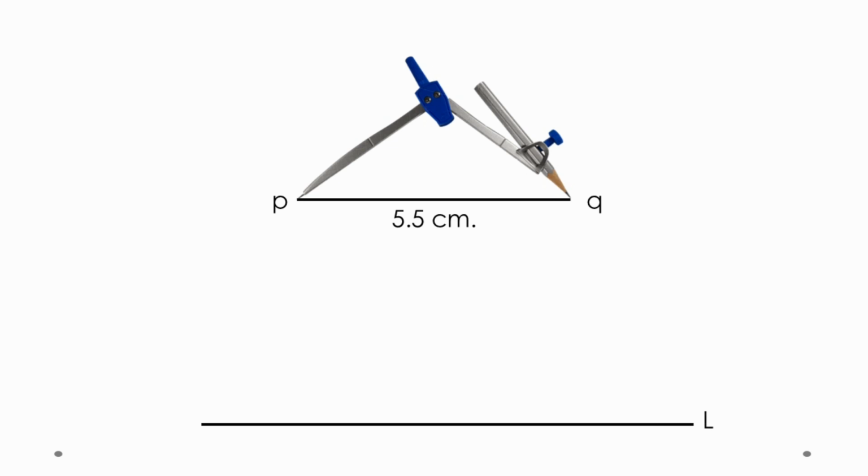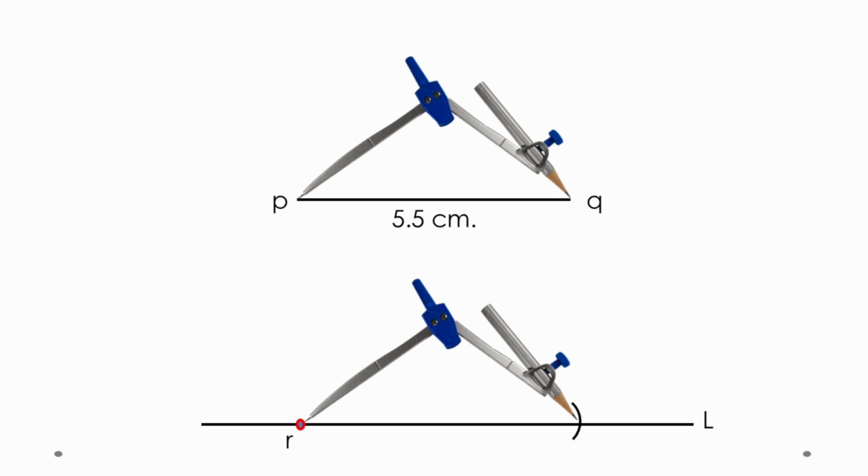Draw a long line L and mark a point R on it. Place the pointer of the compass at point R. Rotate the other arm with the pencil to mark the point S. Now we have a line segment RS which measures the same as PQ and hence a copy of the line segment PQ.